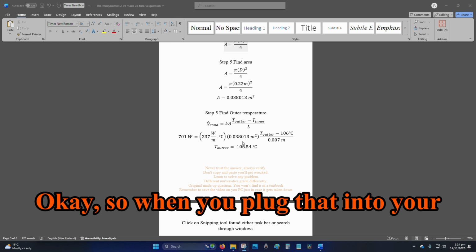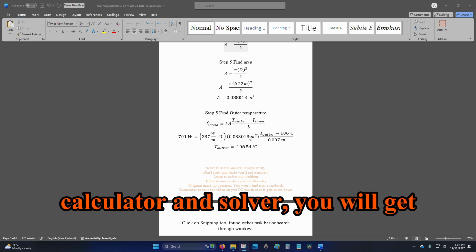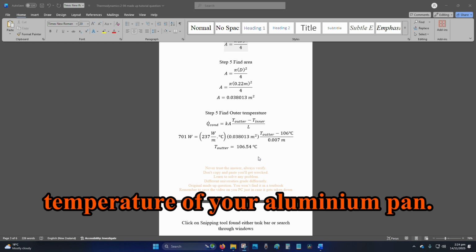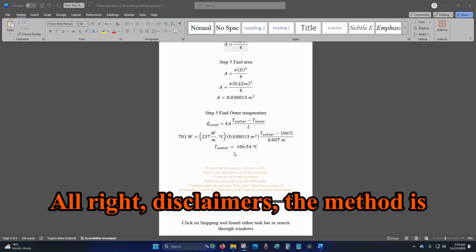Okay, so when you plug that into your calculator and solver, you will get 106.54 degrees Celsius for your outer temperature of your aluminium pan.